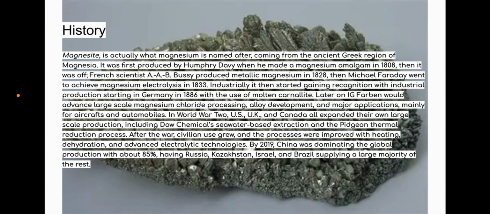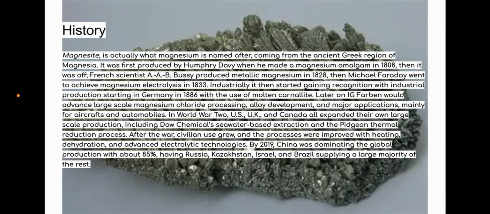History. Magnesite is actually what magnesium is named after, coming from the ancient Greek region of Magnesia. It was first produced by Humphry Davy when he made a magnesium amalgam in 1808, then it was off. French scientist A.A.B. Bussy produced metallic magnesium in 1828, then Michael Faraday went on to achieve magnesium electrolysis in 1833. Industrially, it then started gaining recognition, with industrial production starting in Germany in 1886 with the use of molten carnallite.